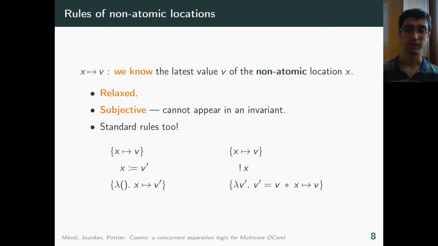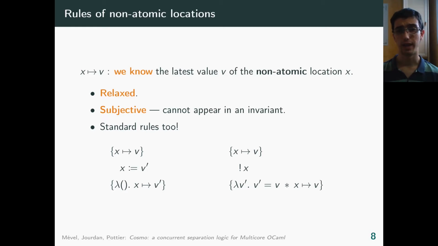Where things become interesting is for non-atomic locations. The non-atomic locations of Multicore OCaml have a relaxed behavior. In the logic, we still have an assertion X points to V, but its meaning differs slightly. It still asserts the ownership of X, but instead of saying that the value of X is V, it says that we have seen the latest write to X, and this write bears the value V. And this is the typical subjective assertion. There is no such thing as the global value of X because different threads do not necessarily know about the same writes to X.